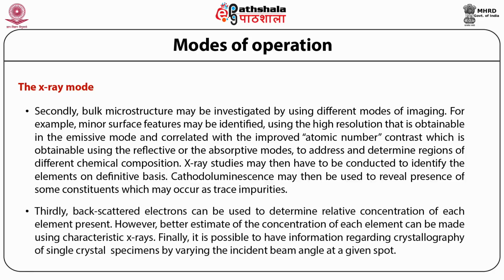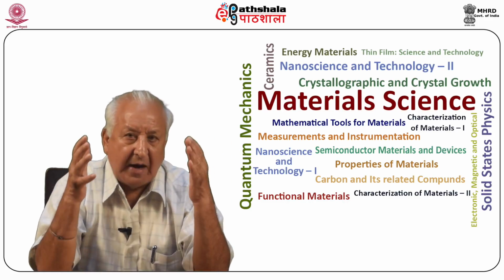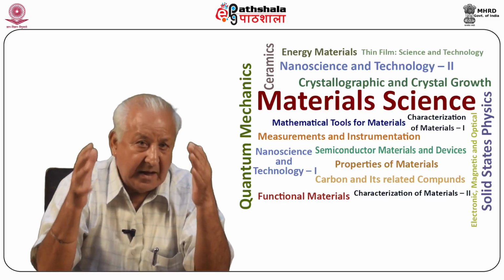Thirdly, backscattered electrons can be used to determine a relative concentration of each element present. However, a better estimate of the concentration of each element can be made using characteristic X-rays. Finally, it is possible to have information regarding crystallography of single crystal specimens by varying the incident beam angle at a given spot. The electron probe microanalyzer, that's EPMA.